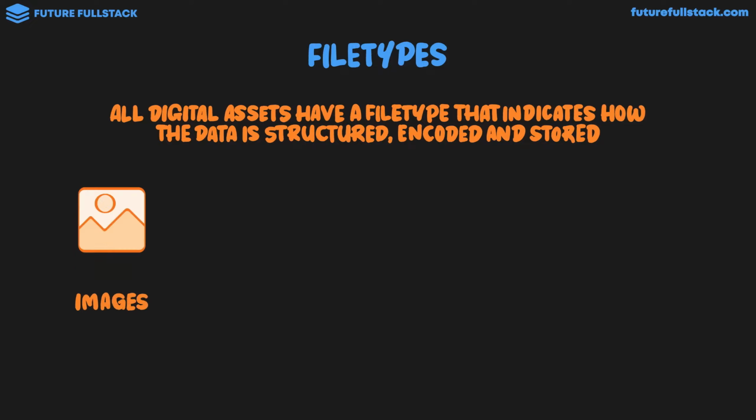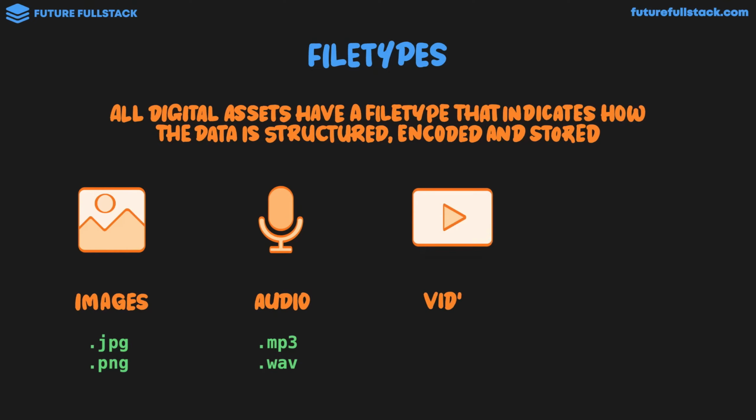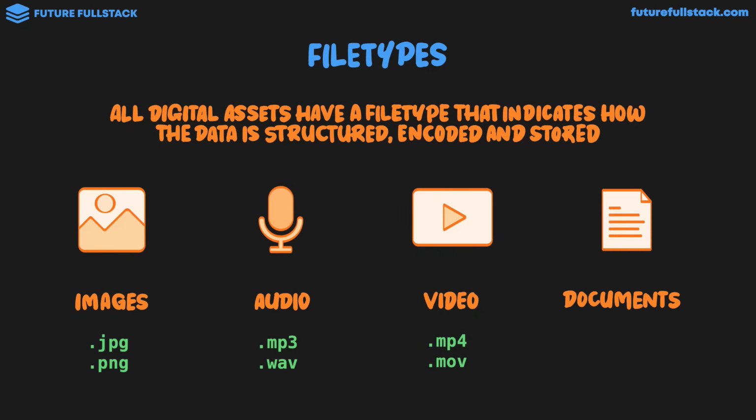Firstly, images. Common file types include JPEG or PNG. For audio, common file types include MP3 or WAV. For video, common file types include MP4 or MOV. And for documents, common file types are PDF and TXT. An HTML file is a type of document, so it belongs in this category. It has the .html file extension.